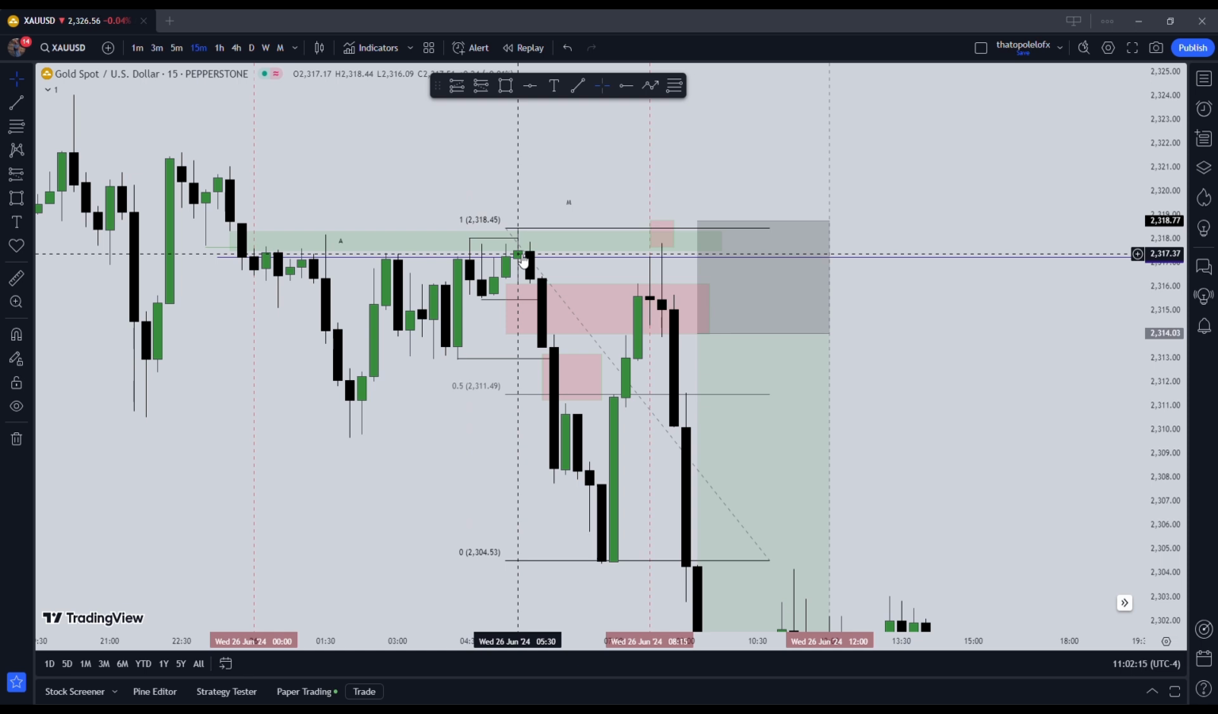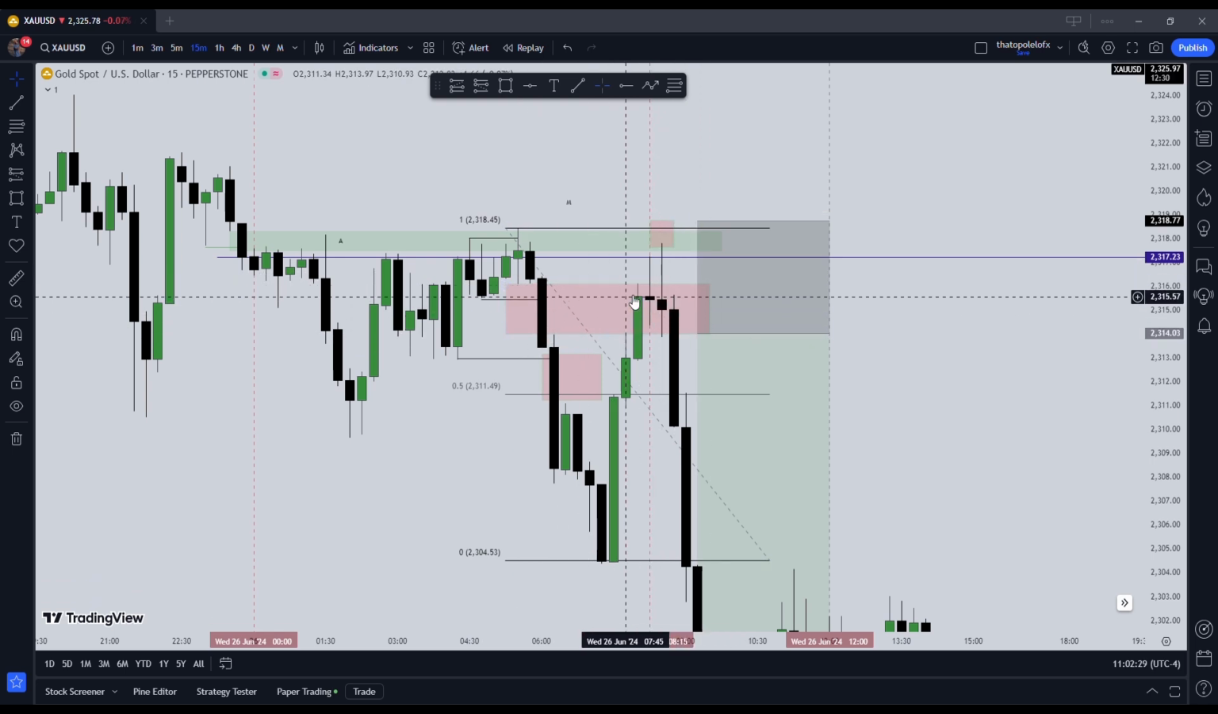The bodies of the candles tell the story, and the wicks do the damage. This is damage. It did the damage. It came and touched the fair value gap, and then ran down. Even in this fair value gap, look at how the bodies of these candles were not closing above it.